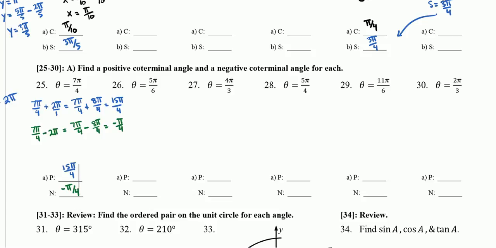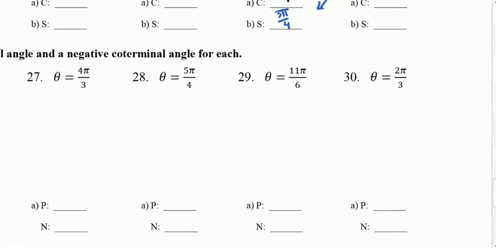We'll do that one more time with number 29. For the positive, I'm going to take 11 pi over 6 and add 360 degrees, which in radians would be 2 pi. Need a common denominator, so 11 pi over 6 plus, multiply top and bottom of the 2 pi over 1 by 6, and you get 12 pi over 6. So we end up with 23 pi over 6.